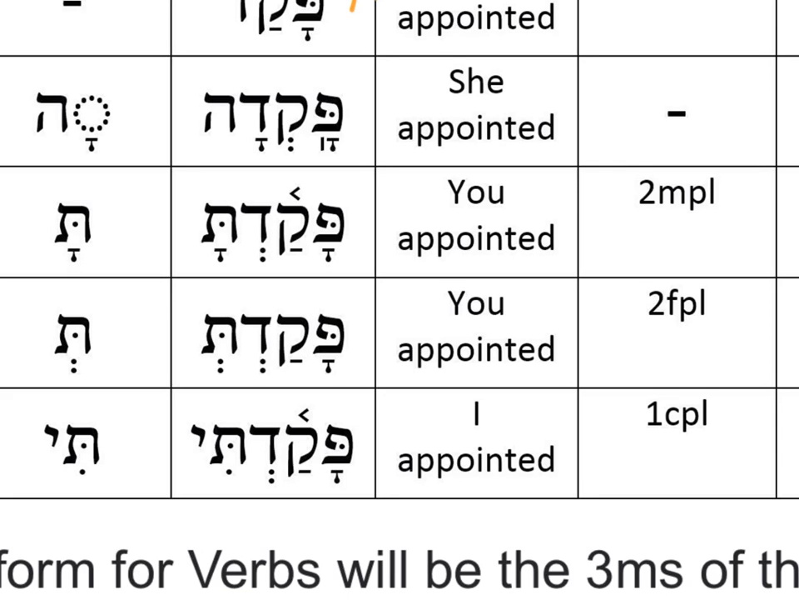It's this line here. When that's positioned by a qamets, if you remember, what that's signaling for us is that it's a bit of a speed bump. It's saying don't rush this sound. That, in fact, is a qamets, not a qamets hatuf. And that's important for us because that's telling us you pronounce this pakeda, not pokda. So if we were to draw the syllables there, pakeda is how that would break down.